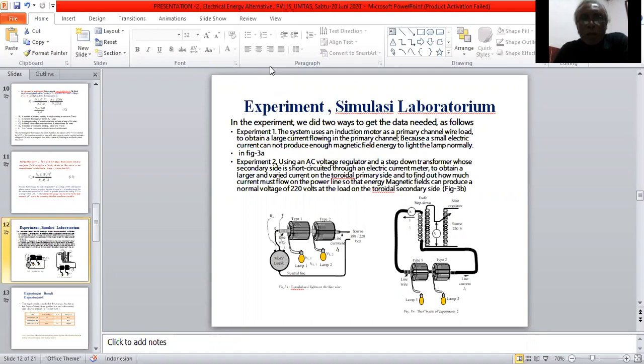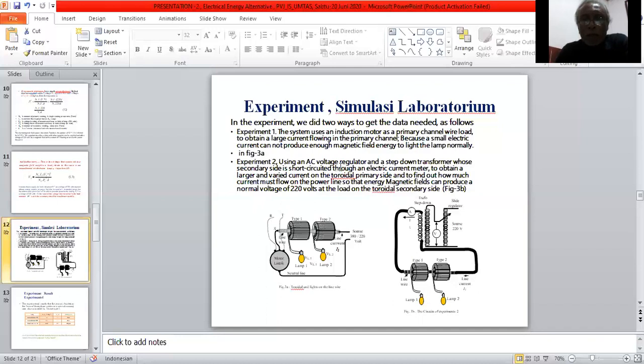First, experiment 1, the system used an induction motor as a primary line wire load to obtain large current flowing in the primary power line, because small electrical current cannot produce enough magnetic field energy to light the lamp normally. In figure 3a.